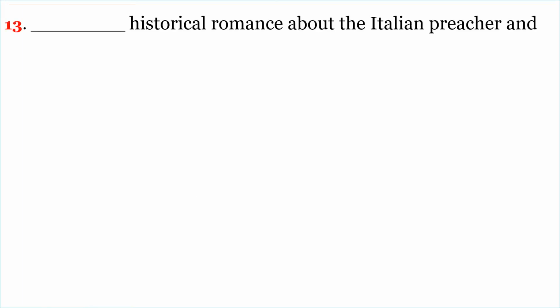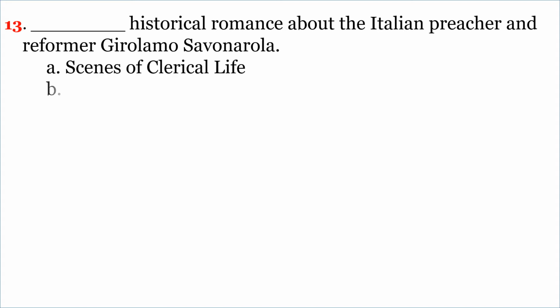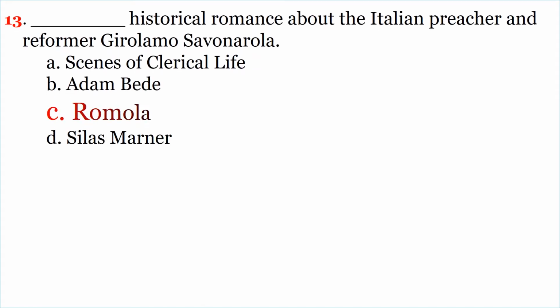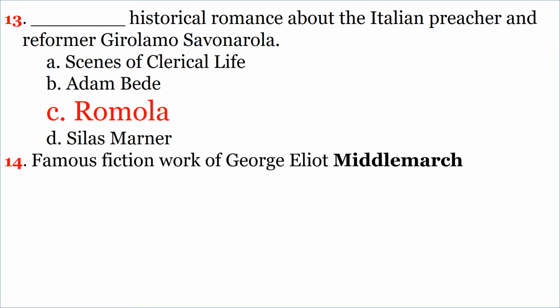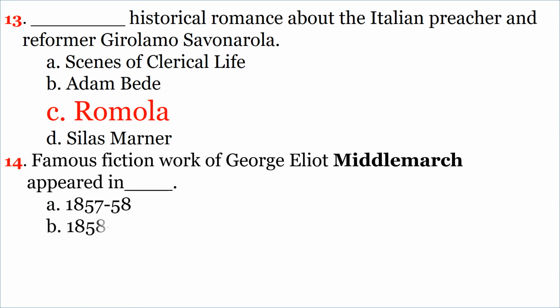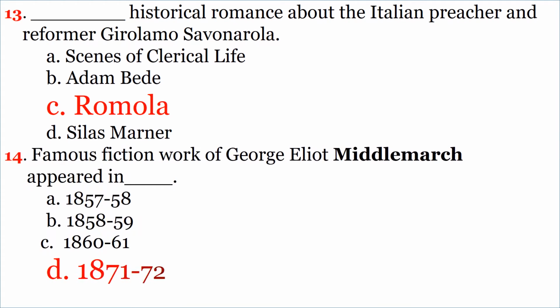Dash, historical romance about the Italian preacher and reformer Girolamo Savonarola. The correct option is C. Romola. Another very important question. Famous fiction work of George Eliot, Middlemarch, appeared in. The correct option is 1871 to 72.